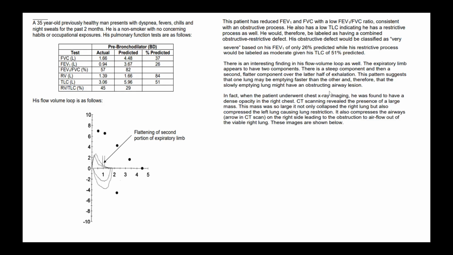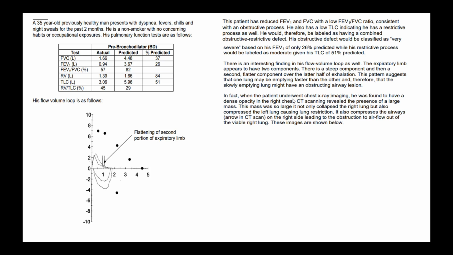And there is an interesting finding in this flow volume loop as well. The expiratory limb appears to have two components. There is a steep component and then a flatter component over the latter half of expiration. This pattern suggests that one lung may be emptying faster than the other. Therefore, the slow emptying lung might have an obstructing airway lesion.